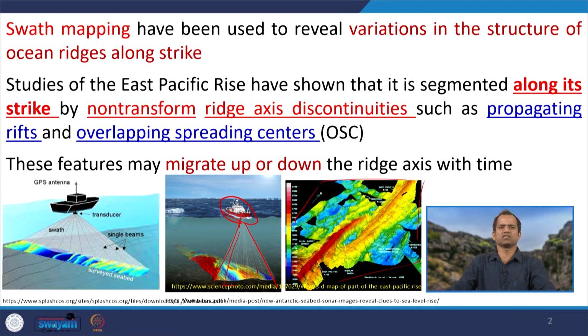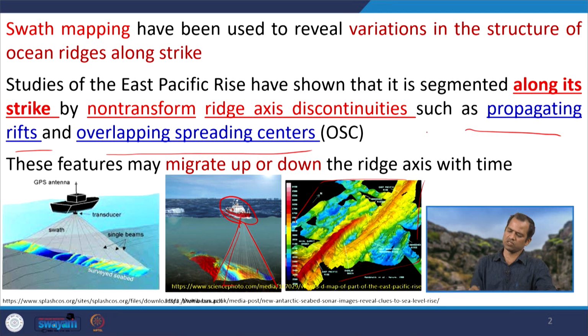Studies of this East Pacific ridge have shown that it is segmented along its strike, and this segmentation is by non-transform ridge axis discontinuities such as propagating rift and overlapping spreading center. These two terms, propagating rift and overlapping spreading center, have to be understood properly. And these features may migrate up or down along the ridge axis with time.